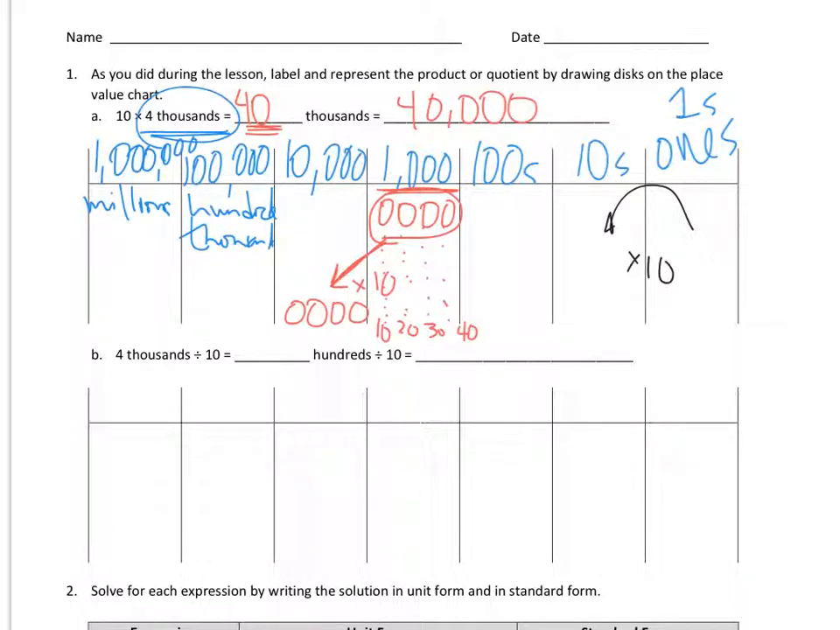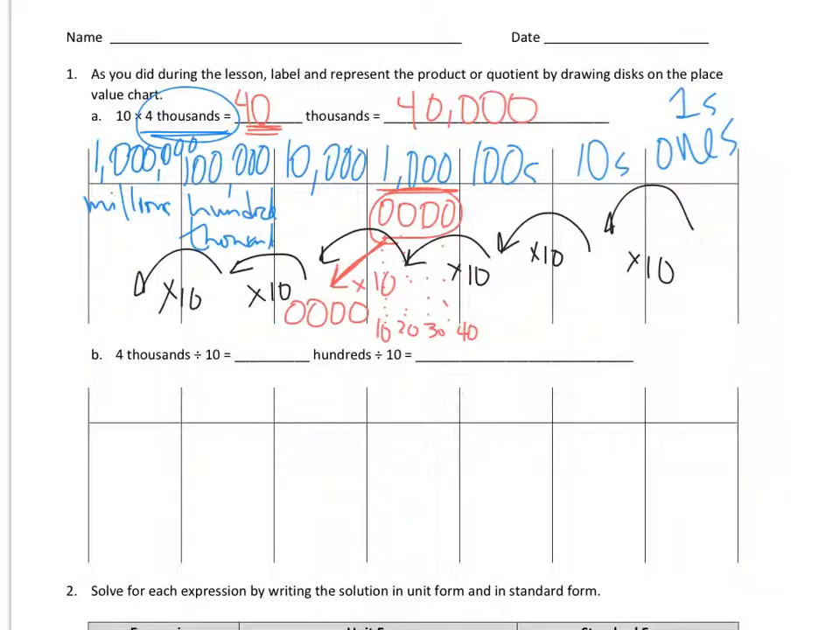So 1s multiplied by 10 gets it into the tens place. Tens place multiplied by 10 moves it into the hundreds. Hundreds multiplied by 10 moves to the thousands. We just showed how 1,000 multiplied by 10 brings us to 10,000. 10,000 multiplied by 10, 100,000. 100,000 multiplied by 10, a million.